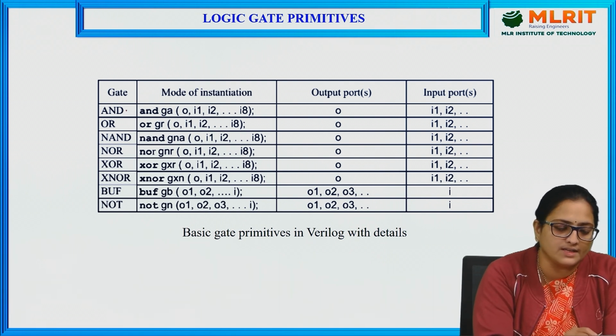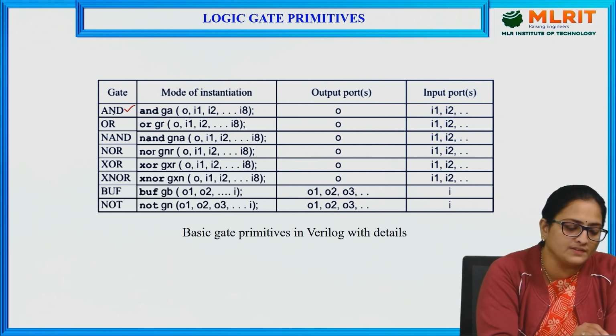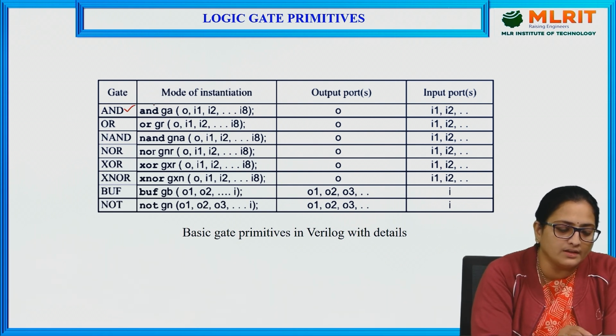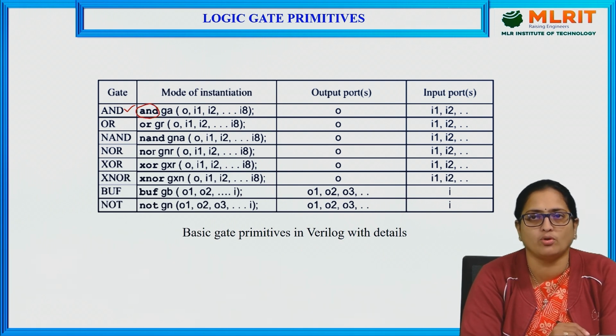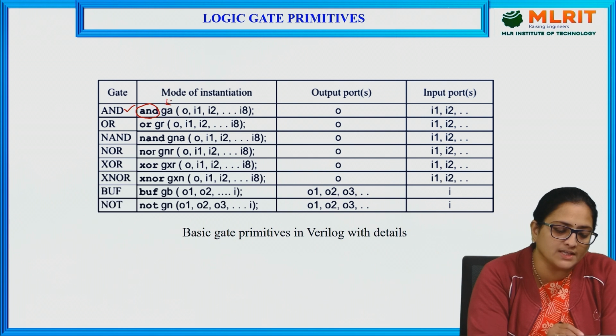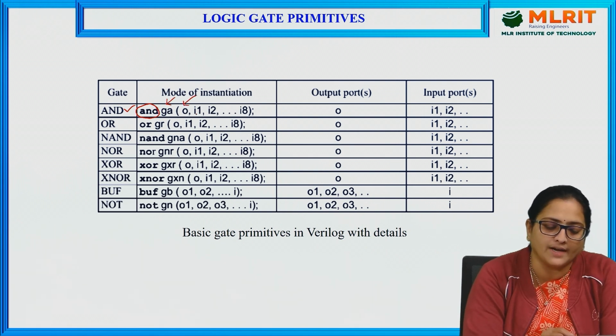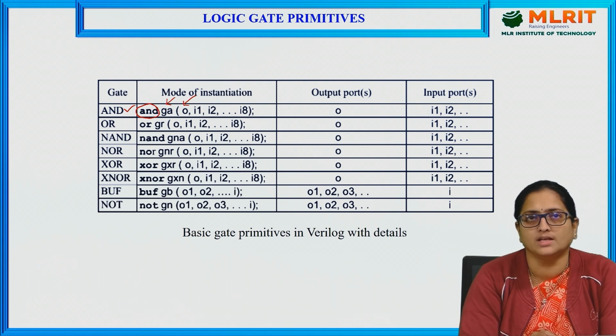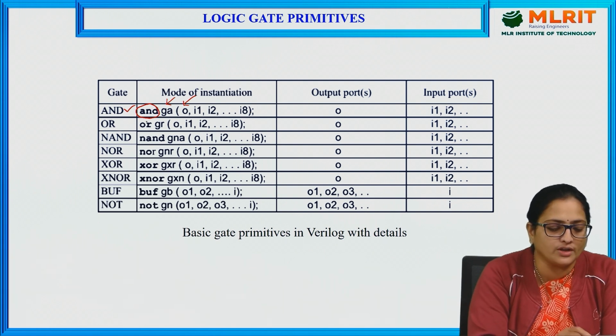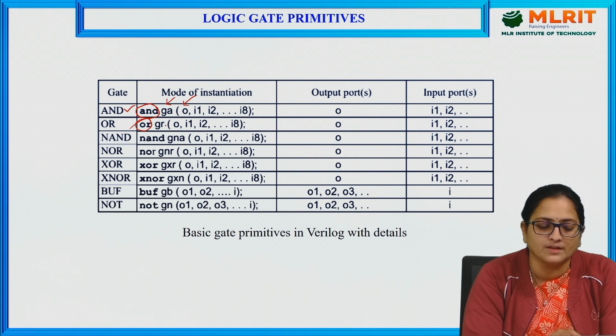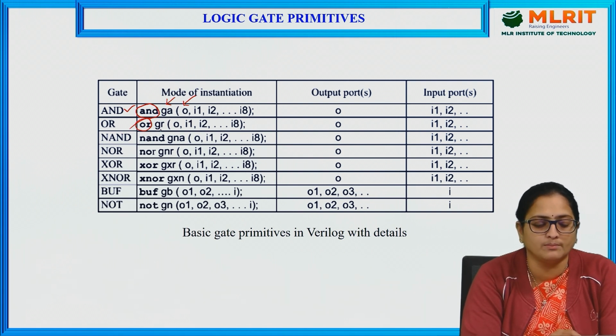AND gate is a logic gate. Here, this small 'and' is a primitive which is readily available to perform an AND gate, and GA is the name of the AND gate, and O represents the output, and I1 to I8 represent the inputs. Similarly, for OR gate, 'or' is a primitive, GR is the name given to the primitive, and O is the output, I1 and I2 till IN are the input ports.